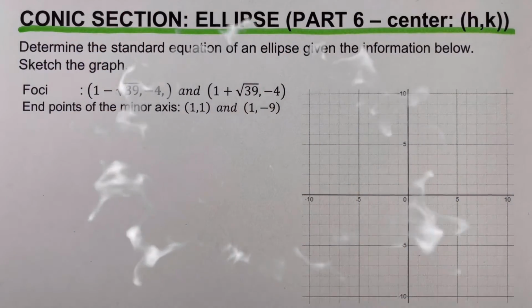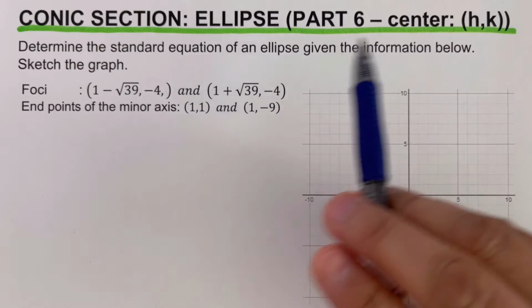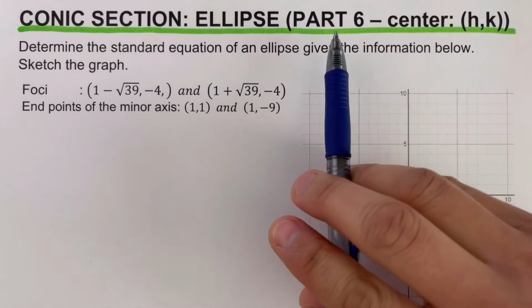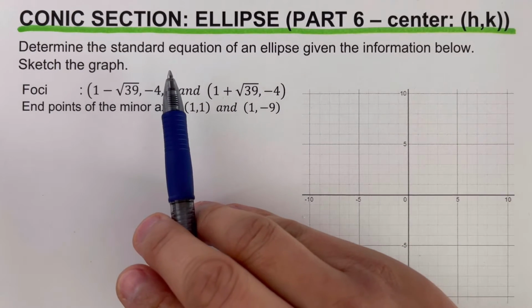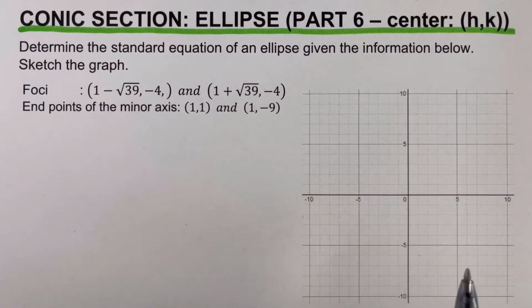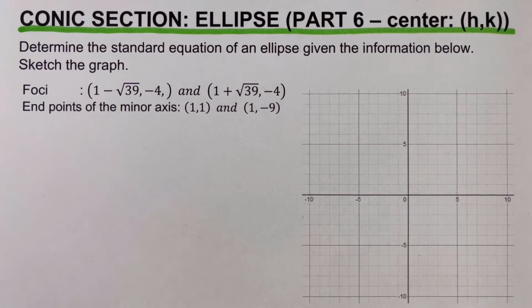Hello everyone. This video will focus on conic sections, specifically on the ellipse with center at (h, k), and this is the sixth part. In this part, we're supposed to determine the standard equation of an ellipse. We're supposed to graph it. We are given the coordinates of the two foci and the endpoints of the minor axis.